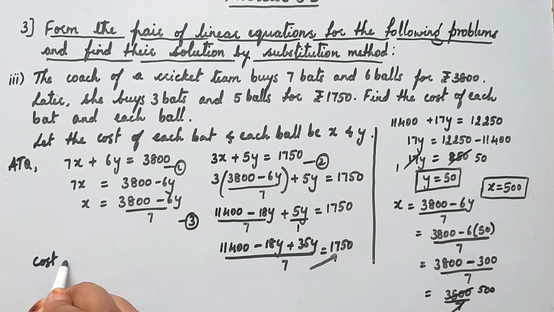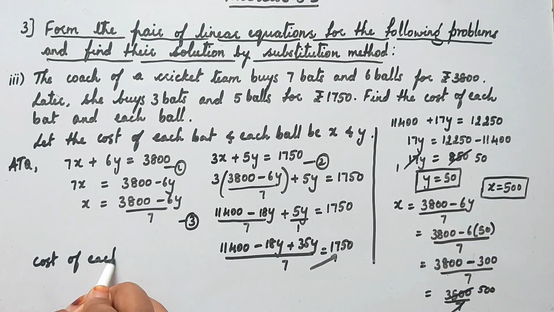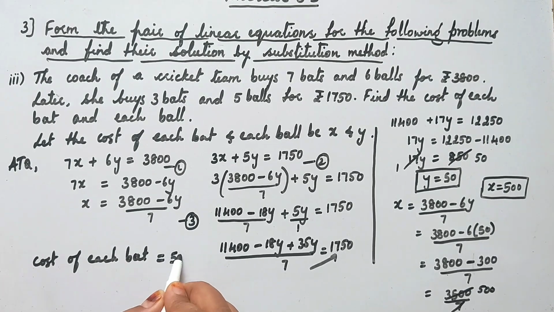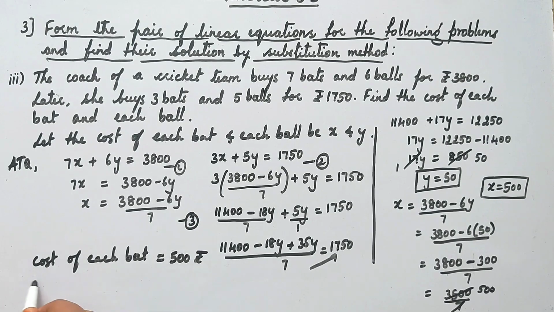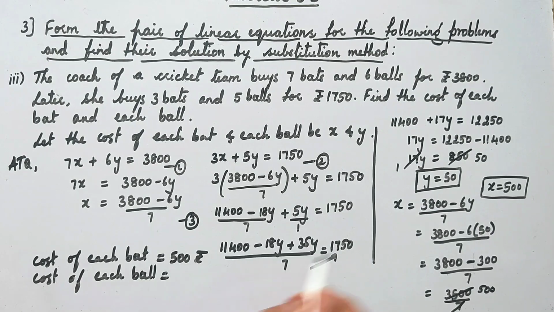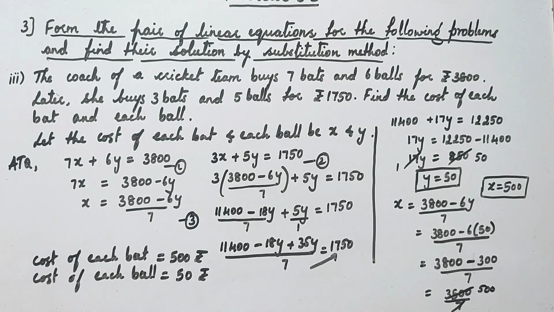Cost of each bat equal to 500 rupees, and the cost of each ball is 50 rupees. I hope this is clear to you all, students.